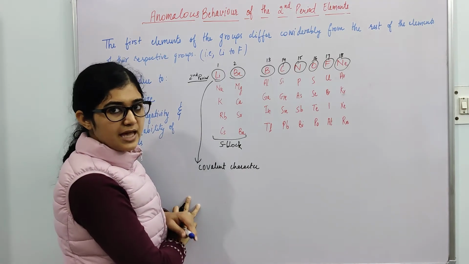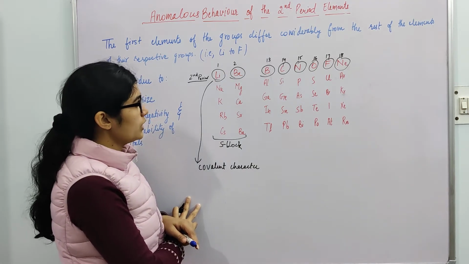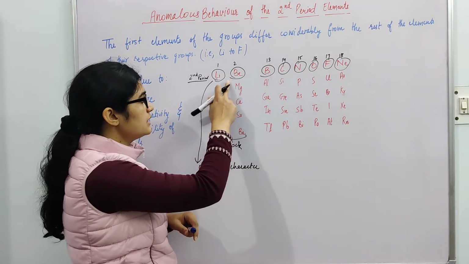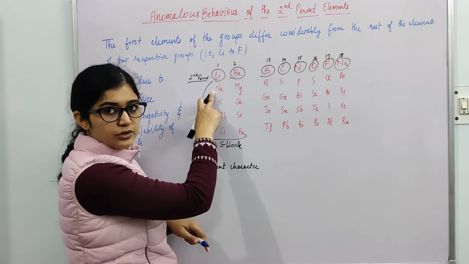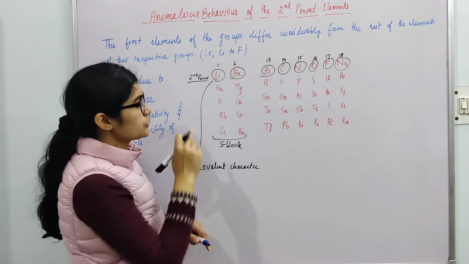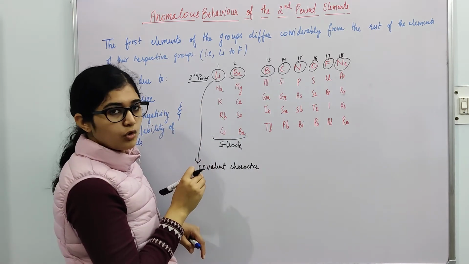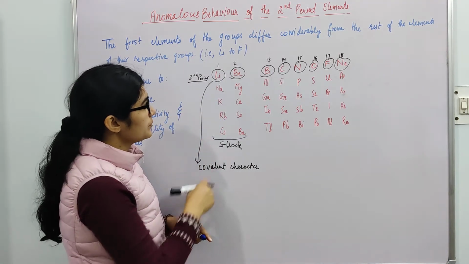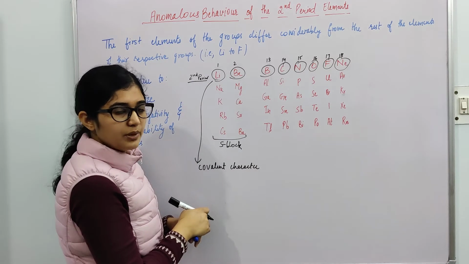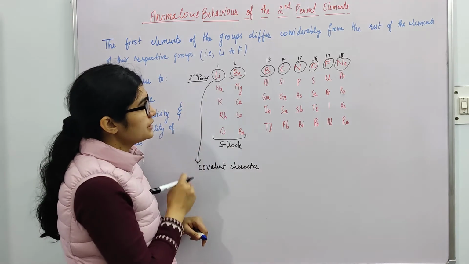Similarly, if you see the reactivity properties of these two elements, these are less reactive as compared to the other elements. We know that sodium and potassium show vigorous reaction with water, but that is not the case with lithium. It reacts slowly. Similarly, the reactivity of beryllium is less as compared to the other elements.